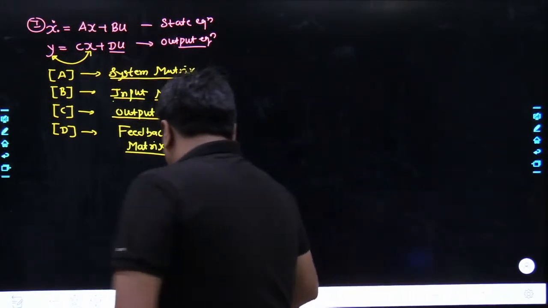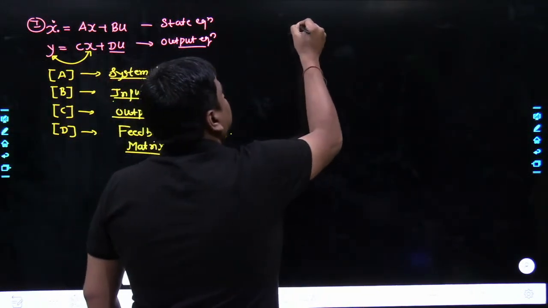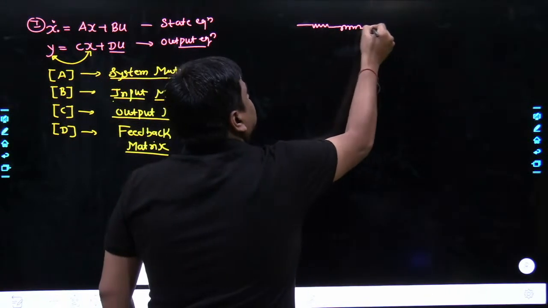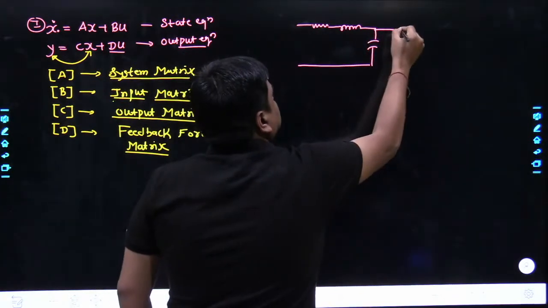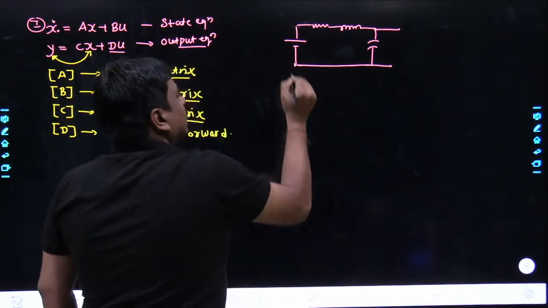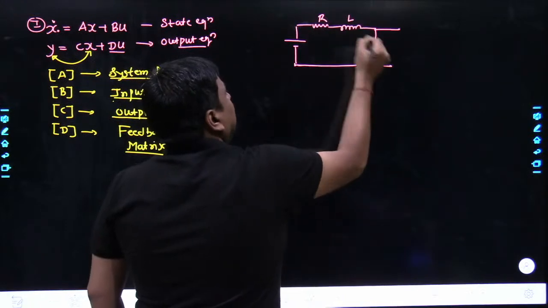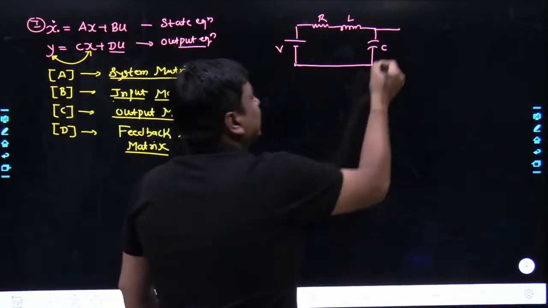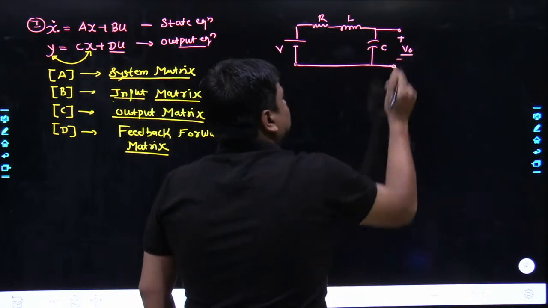If I recall, what was the first circuit? The first circuit was a series RLC circuit. We had resistance, inductance and capacitance in series. A DC input voltage was used to excite this complete electrical network. Let's take the values of resistance, inductance and capacitance as R, L and C. The value of the DC voltage is V. And across the capacitance, the output voltage was measured.